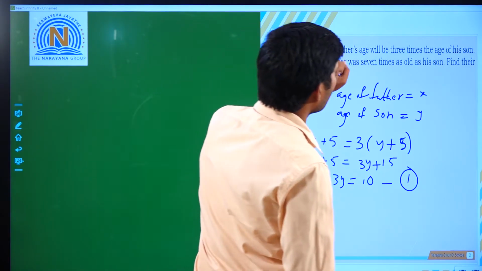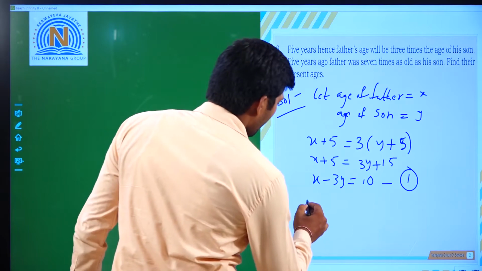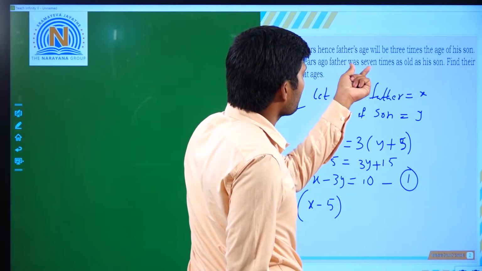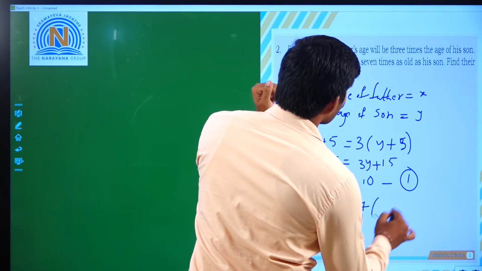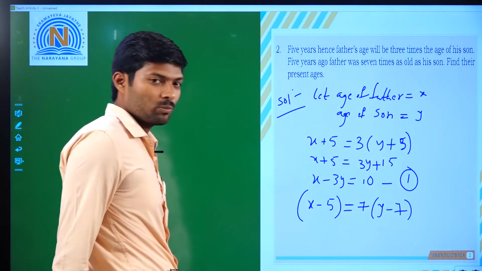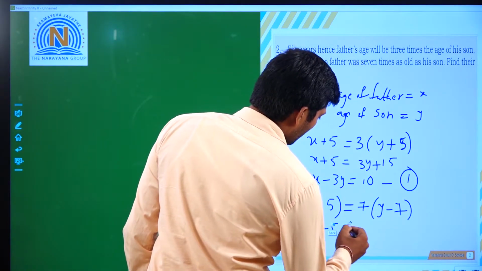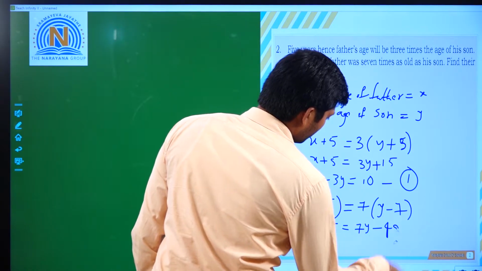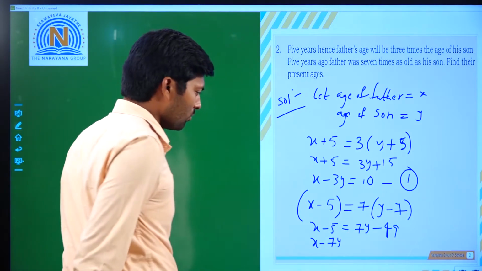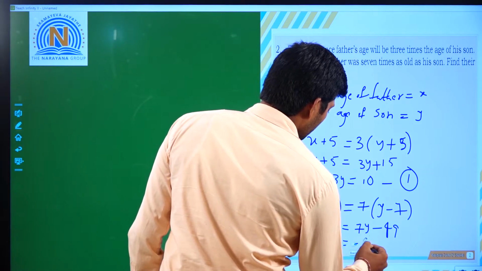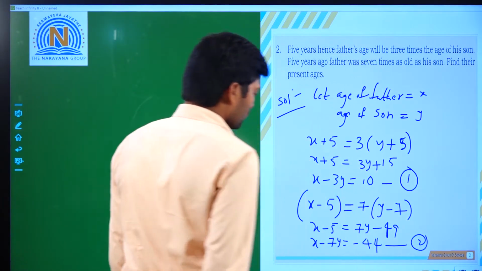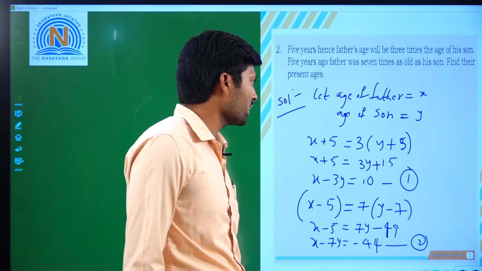Similarly, from the second statement, 5 years ago means x minus 5. 5 years ago, the father was 7 times as old as his son, which means 7 times y minus 7. Simplify this: x minus 5 is equal to 7y minus 49, so x minus 7y is equal to minus 44. Let me take this as equation number 2. So, solve these two equations to find the value of x and y.